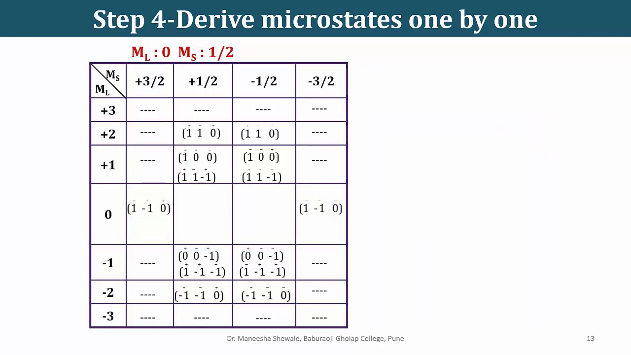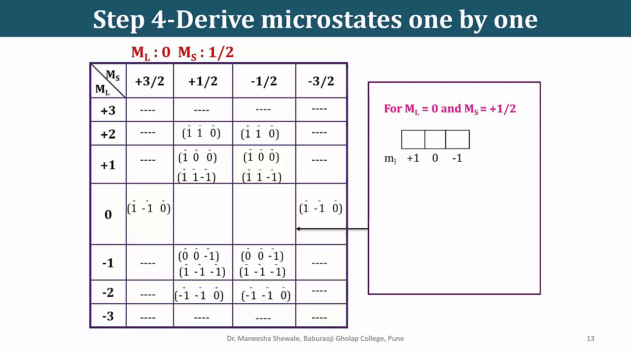When Ml is 0 and Ms is plus half, in this case the 3 electrons will be filled such that there is 1 electron in each orbital and 2 electrons have the spin plus half and the third electron has the spin minus half.